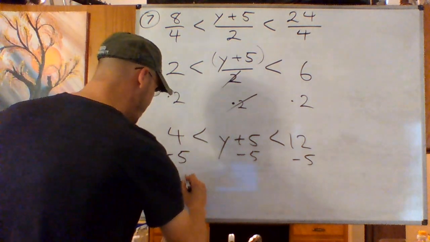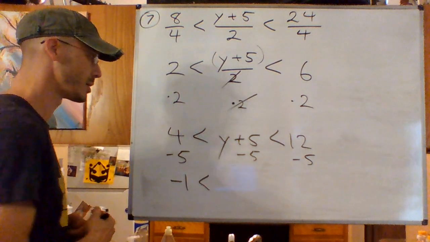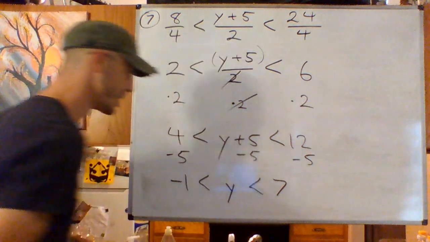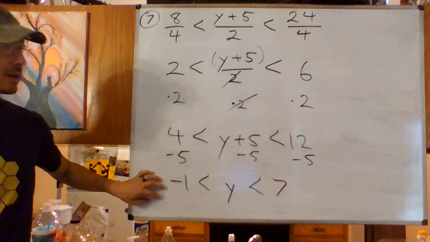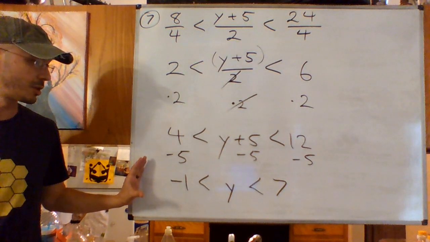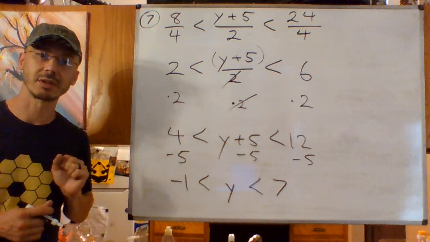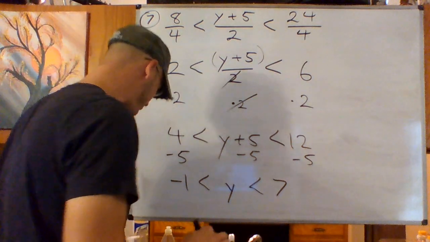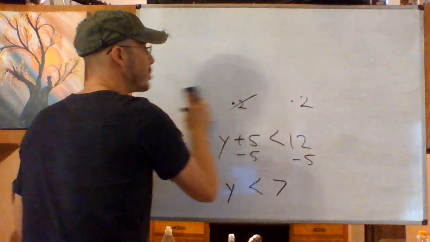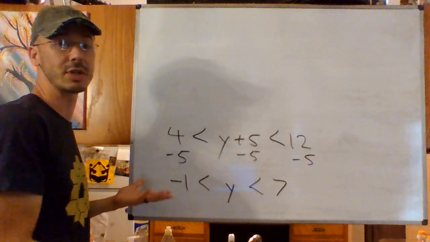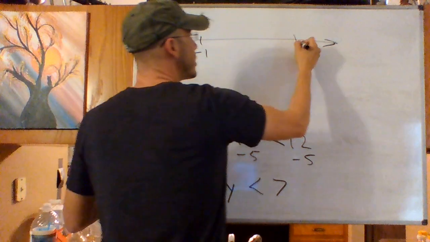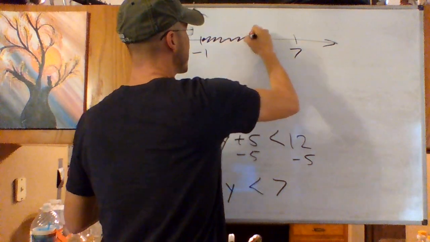And here I get -1 is less than y is less than 12 minus 5, which is 7. So this is the algebraic inequality notation. This is the solution between -1 and 7. But for Hawks, I'm going to need to graph it. I'm definitely going to need to put it in interval notation, but I probably need to graph it too. The graph helps me keep straight what I'm doing for the interval notation.